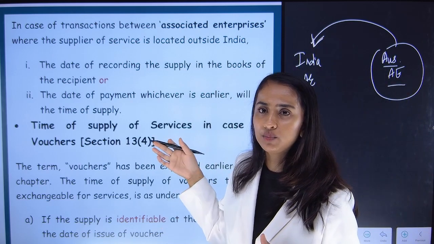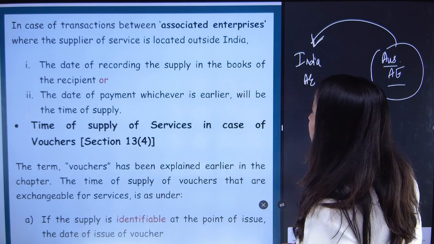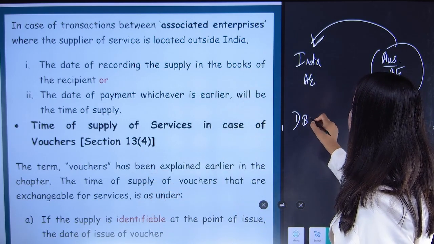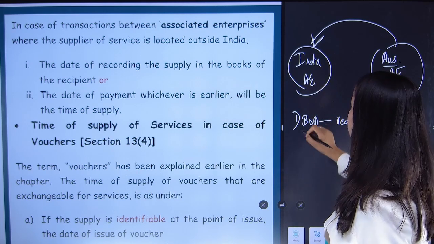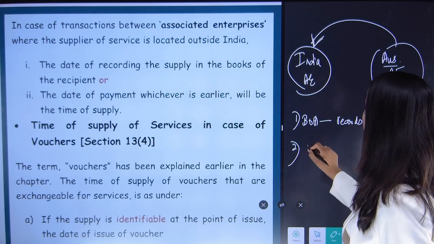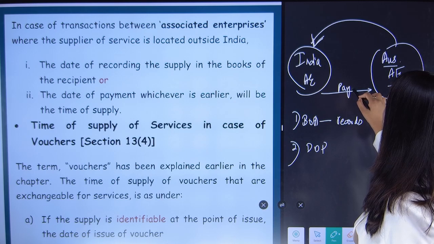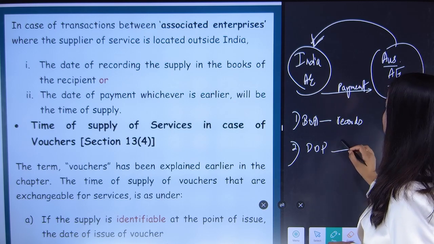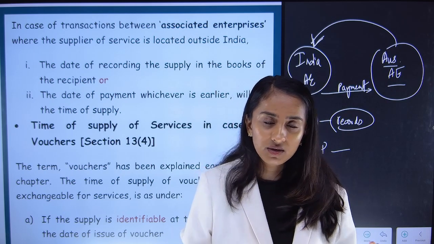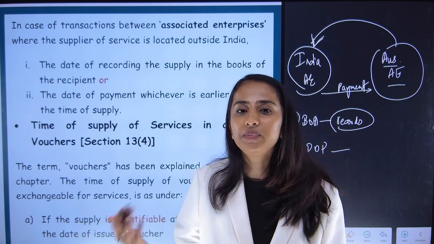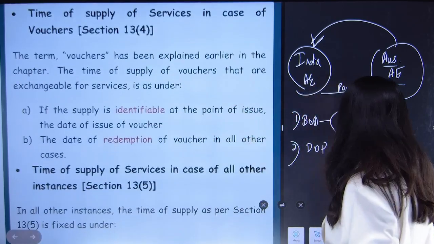This is a very different provision, so you need to pay attention. They might ask you the date of recording the supply in the books of the recipient, when he records the service, this is the recipient. Or the date of payment. He is receiving, so he will make payment. Whoever receives the service will make payment. When the recipient records such service in his books, saying I received the service, or when the recipient pays, two conditions, the earlier of the two. Clear? Okay.